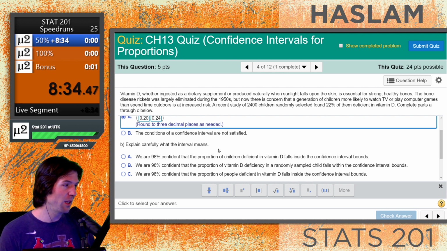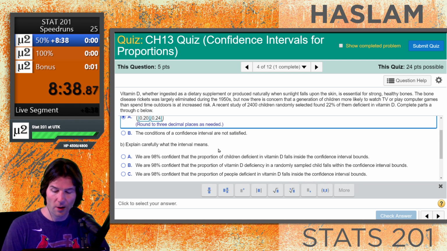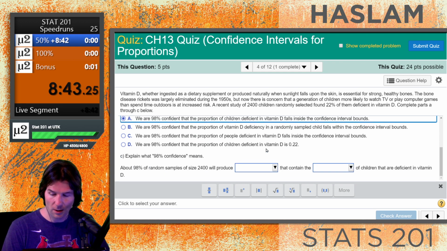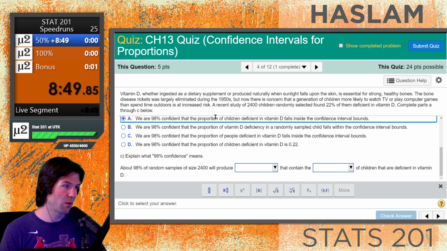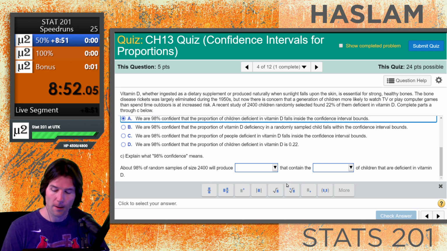Explain clearly what this interval means. I am blank percent confident that the true blank is contained in the interval blank to blank. So we are 98% confident that the true proportion of children deficient in vitamin C is contained within the interval. It's not random selected children. It's the true proportion of children. I wish they said true or population proportion. You can't get everything you want, though.